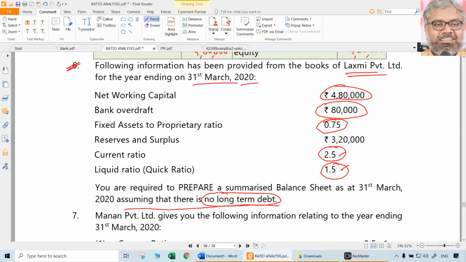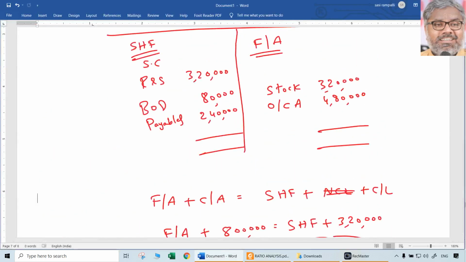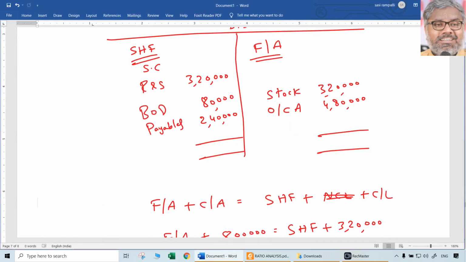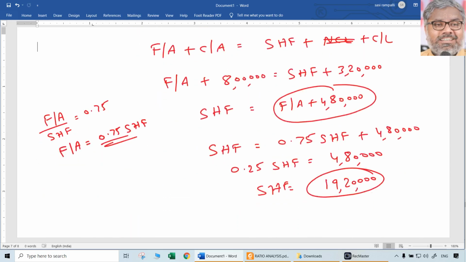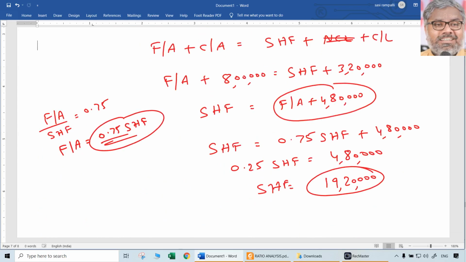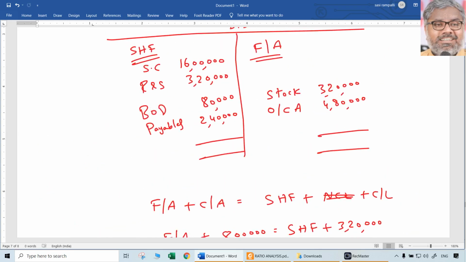Within that 19,20,000, already 3,20,000 is reserves and surplus. Naturally, how much will be share capital? 16 lakhs. That's it. We have got total of share capital and reserves and surplus 19,20,000. Separately, share capital will be 16 lakhs. Naturally, on the other side, fixed assets we know 0.75 times of shareholders funds, that is 14,40,000. Fill that here. And if we total the balance sheet, of course it should tally, because we have taken balancing figures from that only by taking the relationship between them.